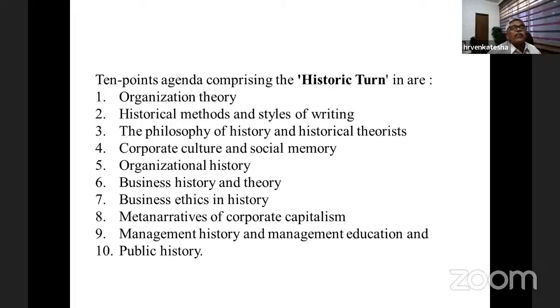What are the reasons for that? Despite having the world's largest population, he argues there are many factors, including corporate culture and the culture of society, social memory. Of course, it is a big topic which needs a lot of time to elucidate. The remaining points are organization history, business history and theory, business ethics in history, meta narratives of corporate capitalism, management history and management education, and public history. This is what the authors consider the 10-point historic turn.